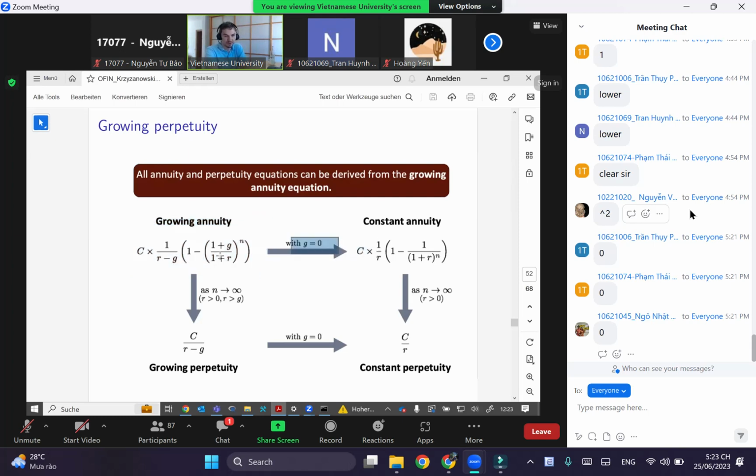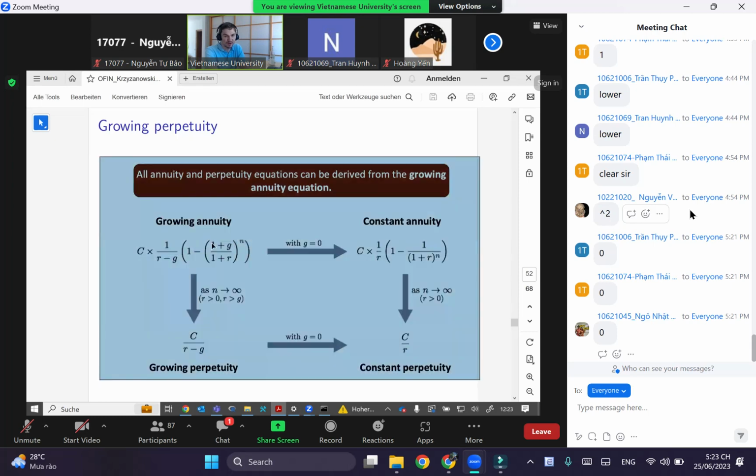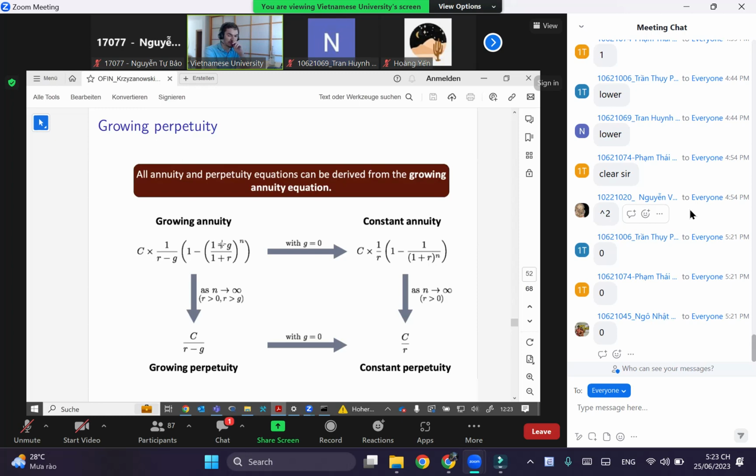If G is equal to 0, let's replace this. G becomes equal to 0 here. So 1 plus G to the power of n becomes 1 to the power of n, and 1 to the power of n is always 1. So that's here. And here, 1 divided by R minus G: if G is equal to 0, we end up with R, right? So we can also see that starting from the growing annuity and setting G equal to 0, we get the formula for the constant annuity, right?